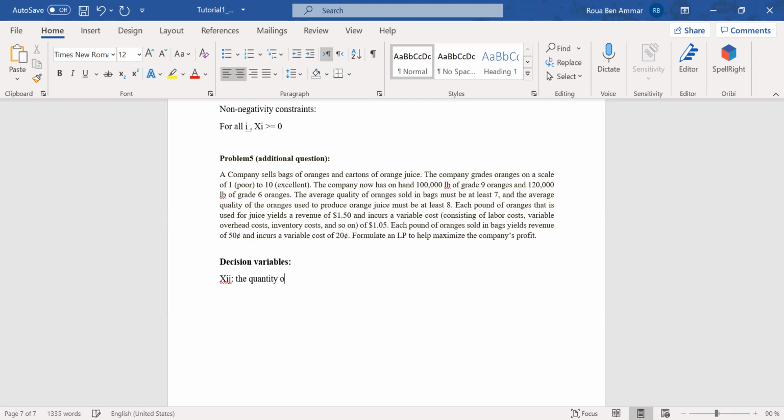So I'm going to write it down. Of oranges in pounds, of grade I, to be used in product J. The decision variable.